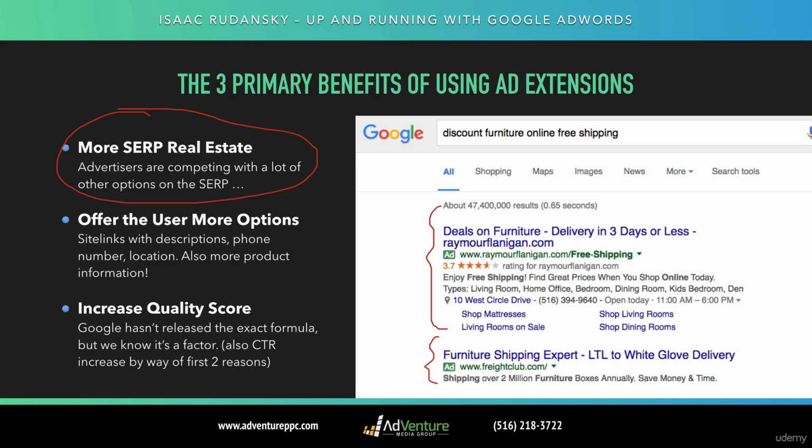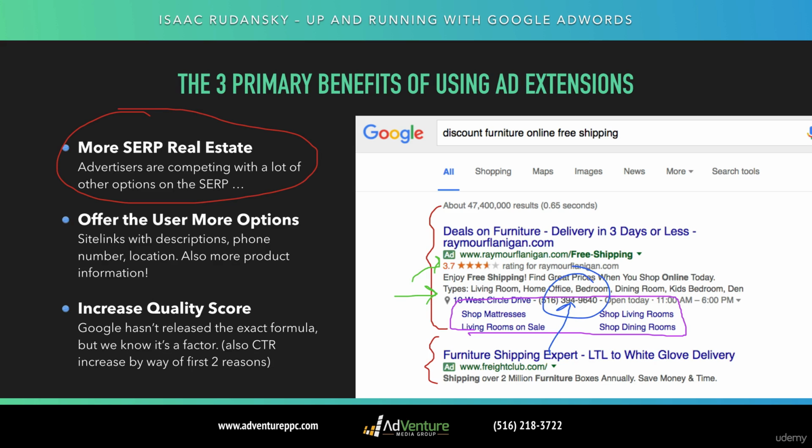We have 4 Sitelink extensions. We have mattresses, living rooms on sale, shop dining rooms, shop living rooms. So you're giving users the option to go to individual pages that might be the answers to their question, that might be what they're looking for. We have a review extension over here. We have a location extension right over here, which is being covered by the purple line, but it's right there. We have a phone call extension right in there with their phone number.